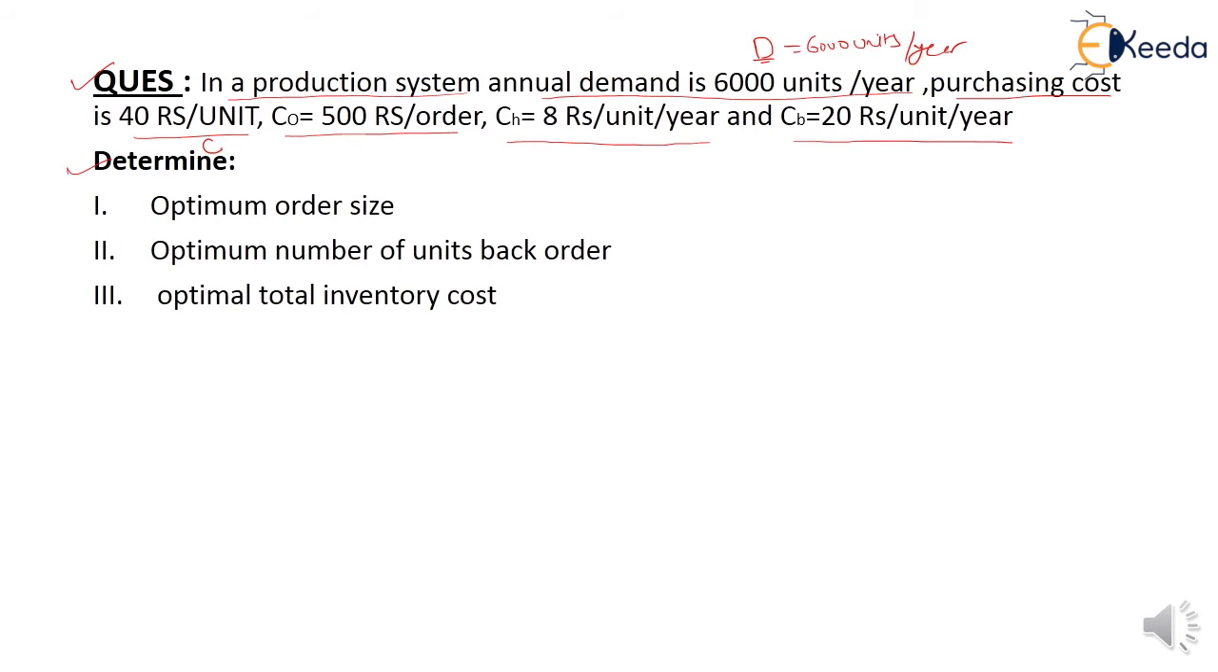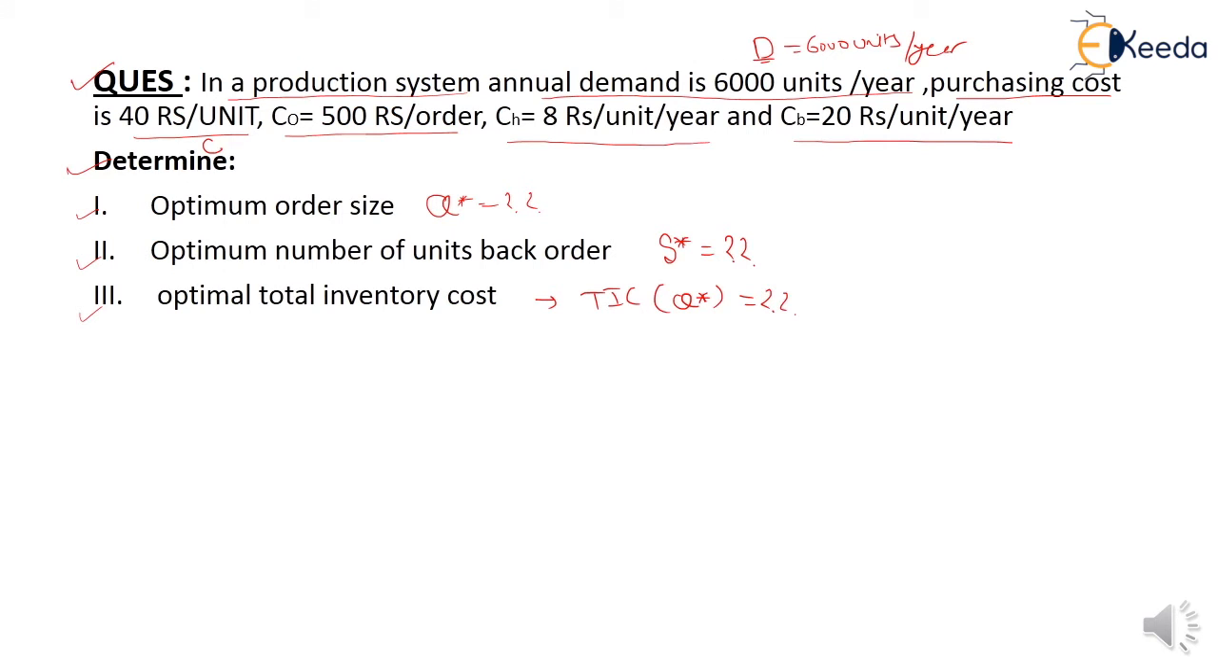Determine, first of all, the optimum order size, second, the optimum number of units back order, and third, the optimal total inventory cost. The optimum order size is Q star, so determine the Q star in the shortage or stock out model. The optimum number of units back order is S star, so determine the S star. And determine the optimal total inventory cost corresponding to Q star.